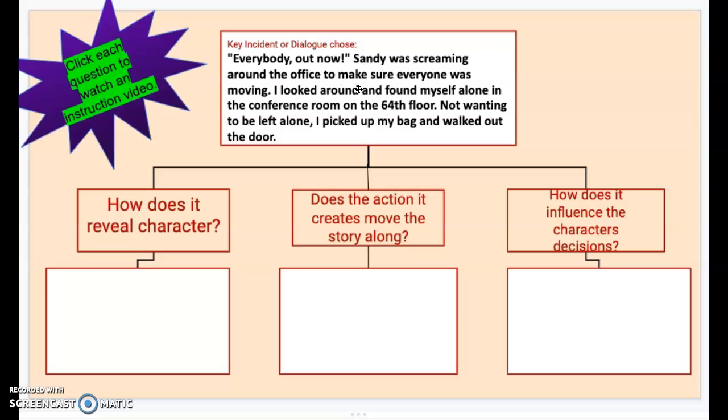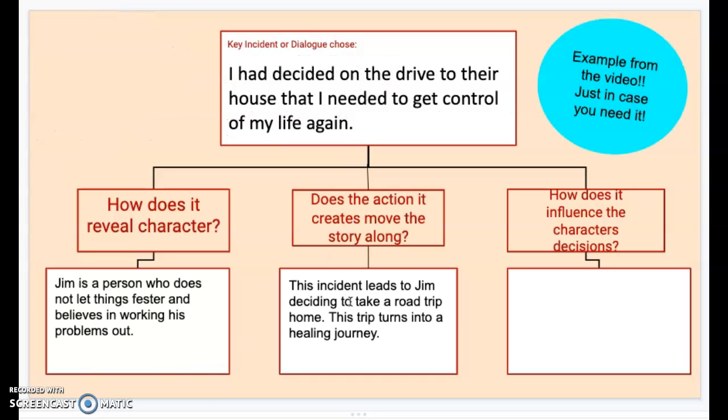Because this happened, what happens next? Okay, so because this happens, what happens next? And that's where you really have to think about it. Because this happens, what happens next? So that's where we have to think about our cause and effect relationship.